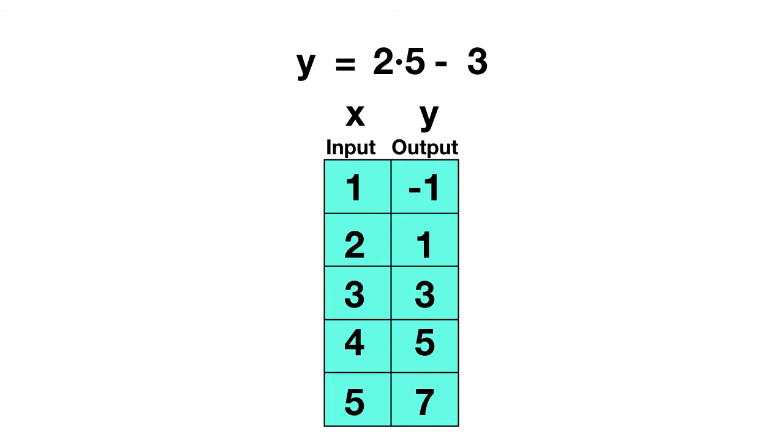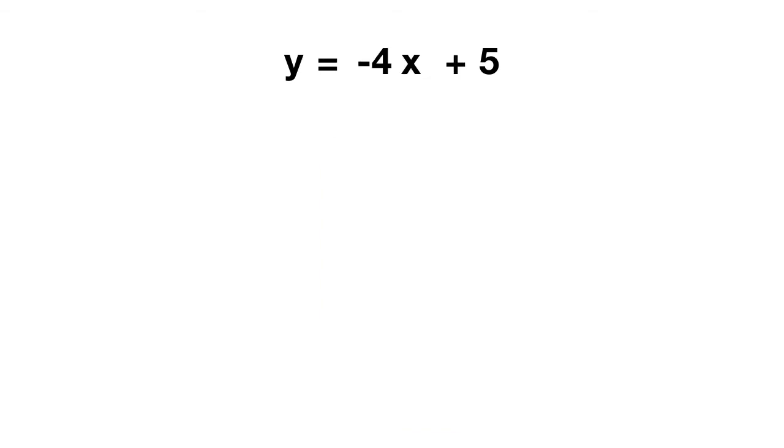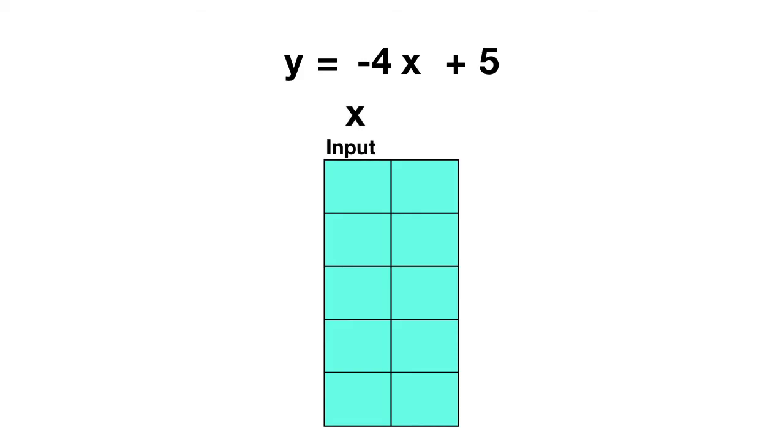Now here's your last one for today. The function y equals negative 4x plus 5. On the table, our inputs will go on the left, our outputs on the right. We'll look at inputs of 2, 4, 6, 7, and 8. Complete this table. Well, all you need to do is take your inputs and put them into the function.